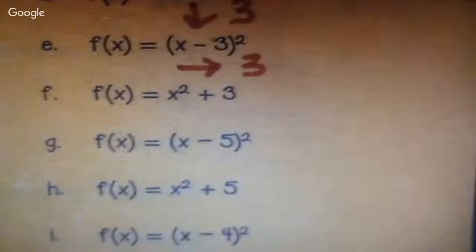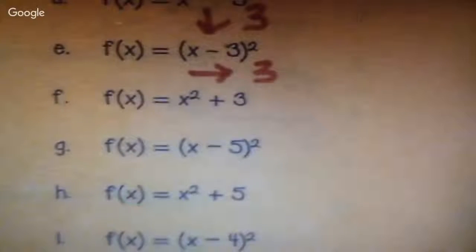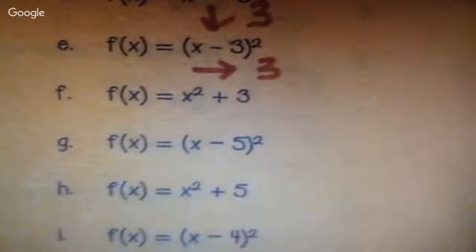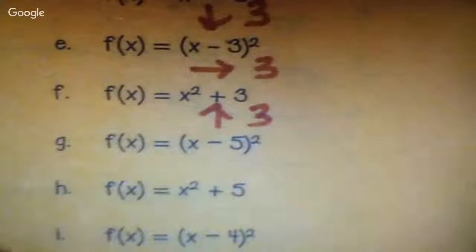E is to the right by 3. So that is 17. Okay. F. Up by 3. And that's 14.